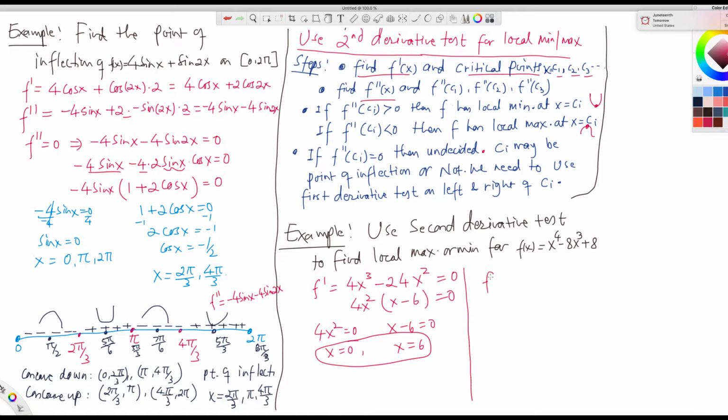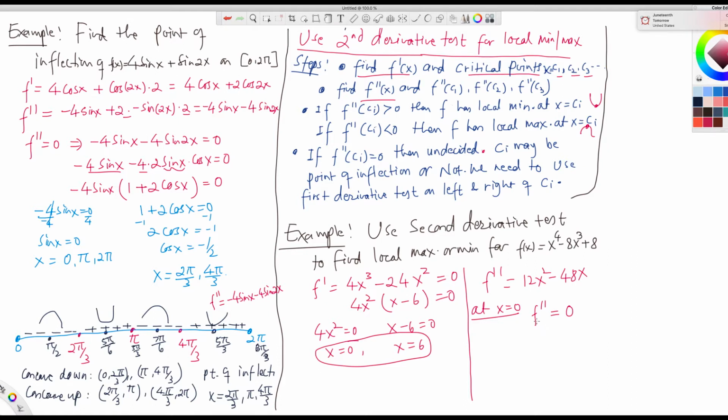After you find out the critical numbers, find out the second derivative. What is f double prime? You find the derivative of this one, right? That is 12x squared minus 48x, right? So what do you do with that? Let us plug in 0. So at x equals 0, what is f double prime? Oh, f double prime is 0. So it is an undecided case, right?